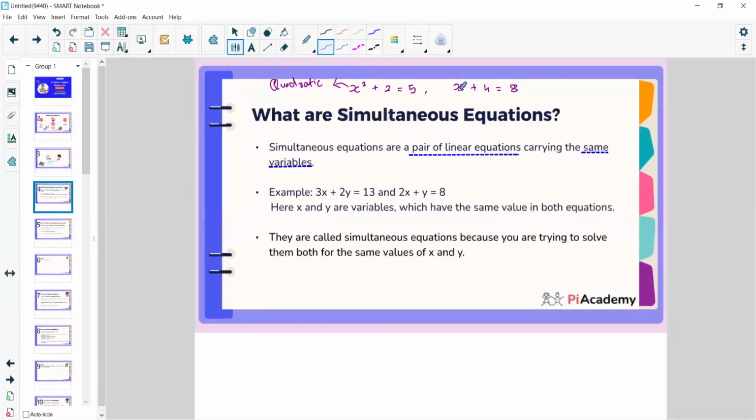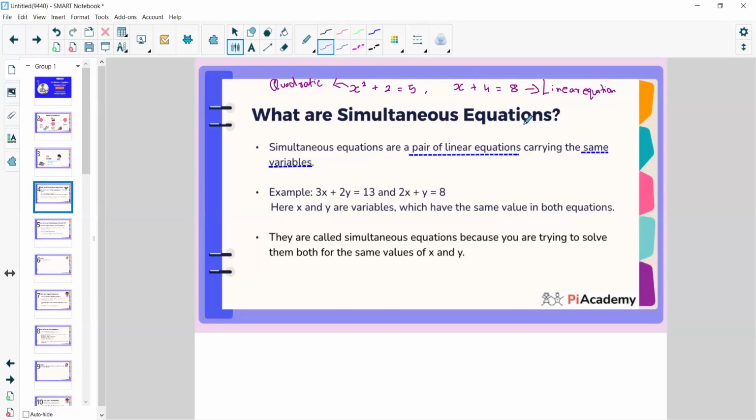In a linear equation, the highest power of the variable is 1. Over here you have one variable, which is x, and x has the highest power of 1. So this is a linear equation.